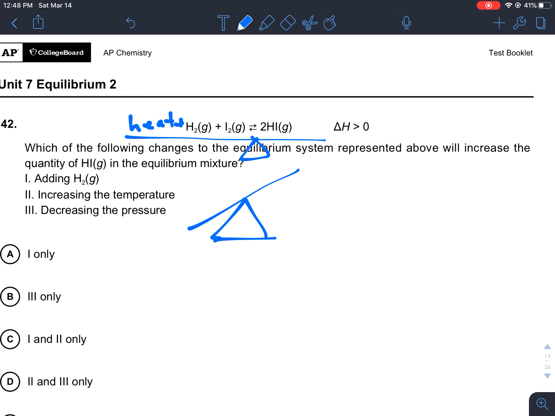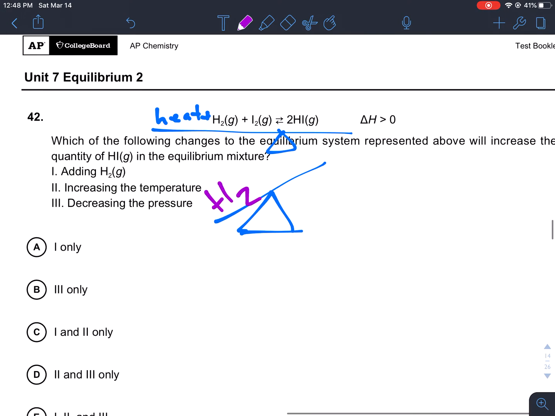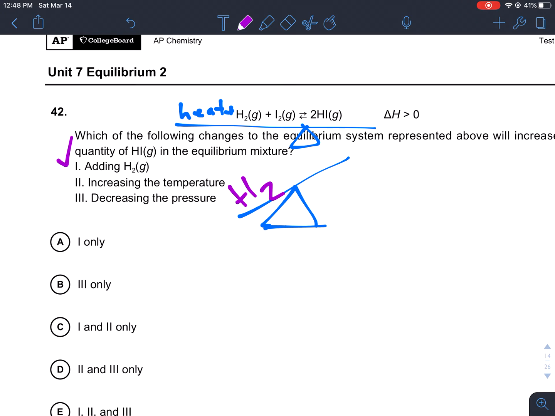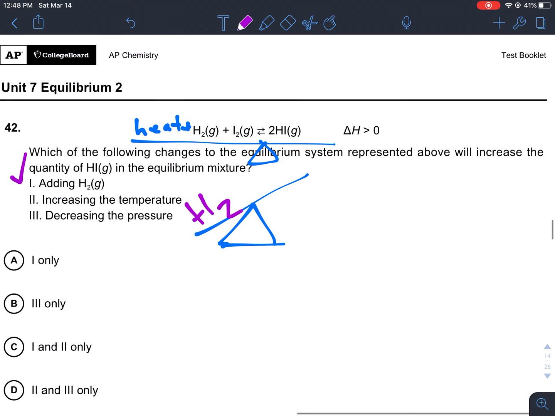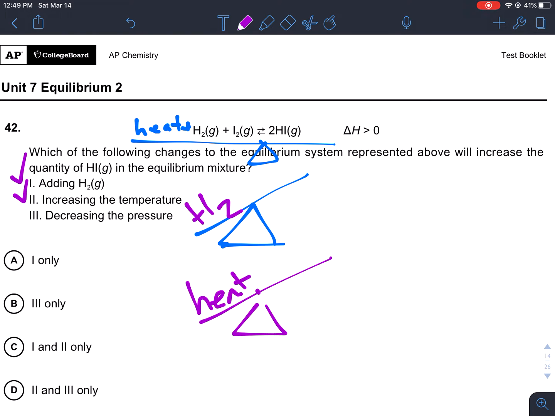Okay. All right, if I add H2, well, H2 is over here. So if I add H2, that is going to increase my HI. That works. Bingo. But these are multiple choices. So increasing temperature. If I increase temperature, that is your heat. And heat again, because it's a product, you would get the same thing. Yeah, that's going to work too. That's going to make us create more products.